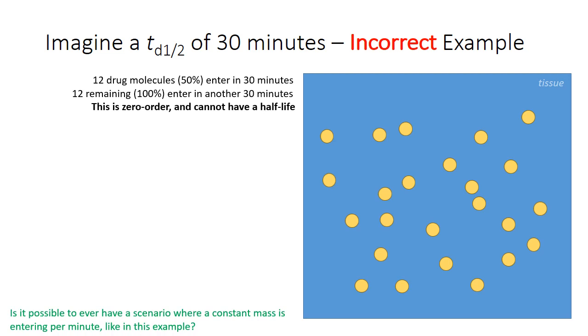So I guess one question is, is it possible to ever have a scenario where a constant mass is entering per minute rather than a constant percent? And the only way that would happen is if it was a saturable process. So if a drug entered a tissue only on a transporter, and we saturated that transporter so it can't handle any more drug, then we have zero order movement. And that's really, really rare, right? So that's why I'm calling this, first of all, rare, but second of all, this example is incorrect because you can't have a half-life for a zero order process.